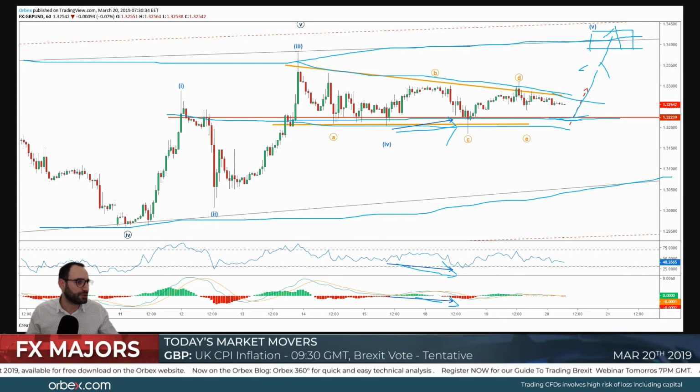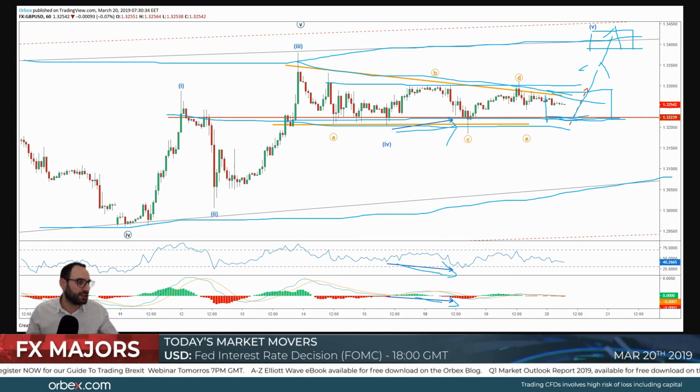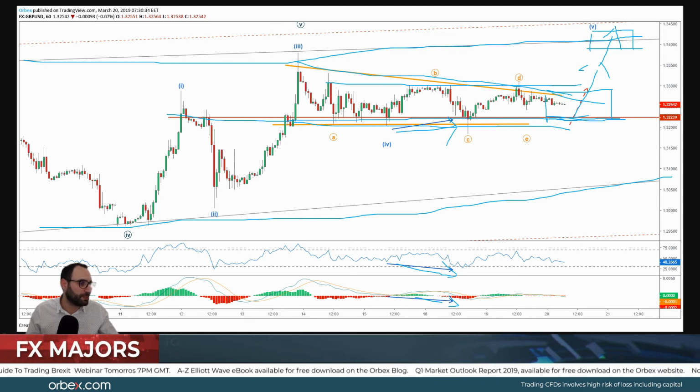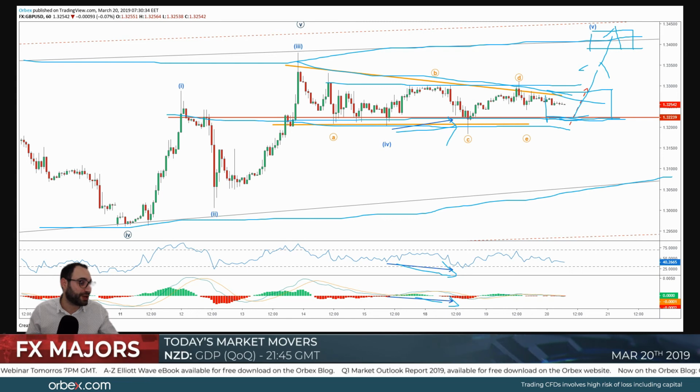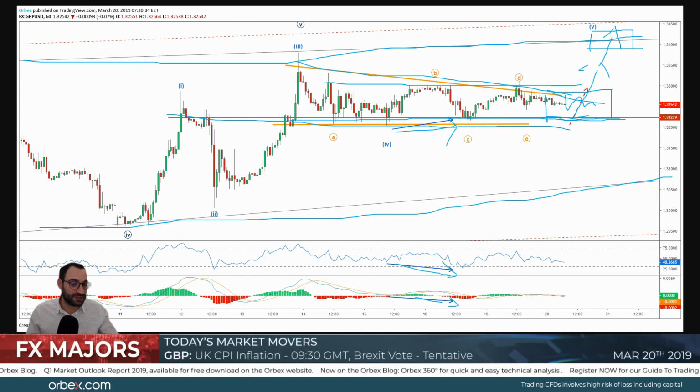So on the pound as well, we are in some sort of ranging market at the moment, and we have been, I would say, getting tighter and tighter over here, which means a break is expected soon. I'm not sure that's going to happen before the FOMC, to be honest, but nevertheless it's going to happen by the end of this day, one way or another.